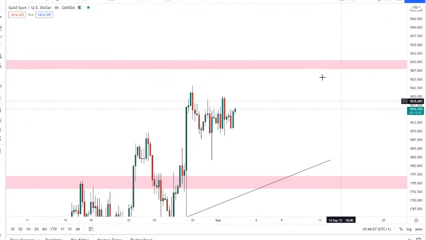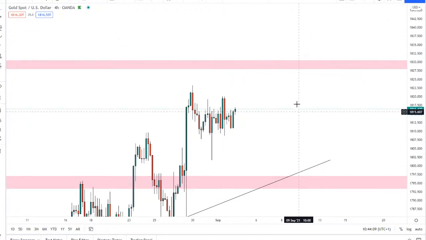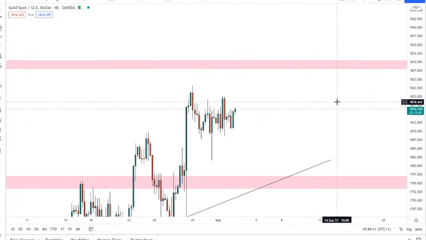And just waiting for one of those two levels, 1830 or 1795. But other than that, I'm not going to be touching gold for the rest of the week unless one of those two things happens.